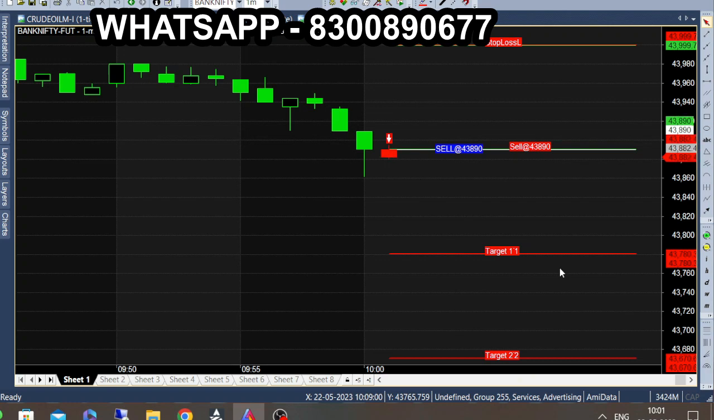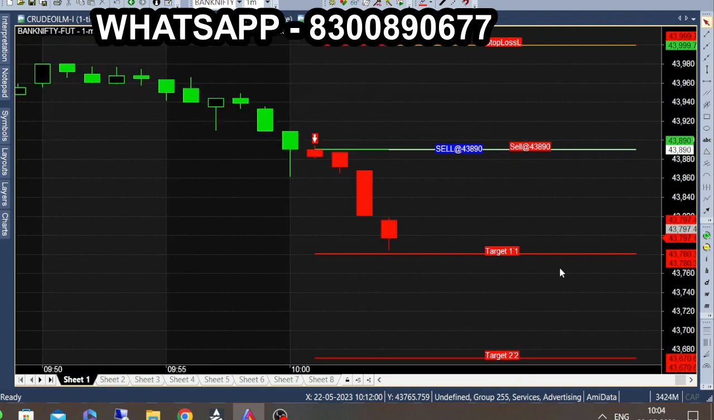Today the sell call generated after 10 o'clock. This is our first fresh call. So at 890 the sell call began. First target is the 780 range. In 4 minutes of trading, in just 4 candles we can say, the first target broke out. More than a 100-point movement has happened. Like this, today the sell call generated and broke out the target.